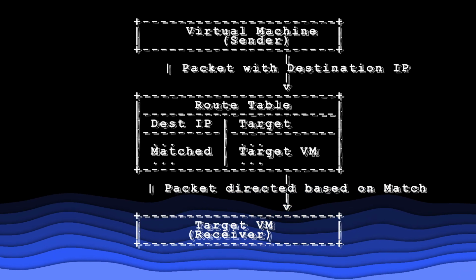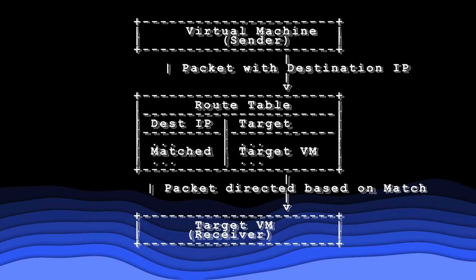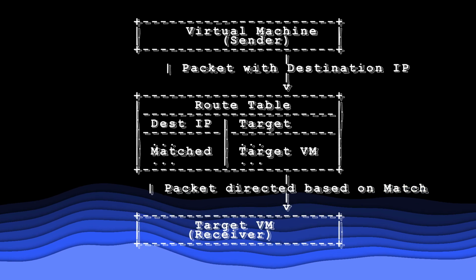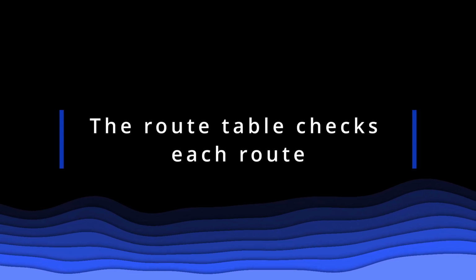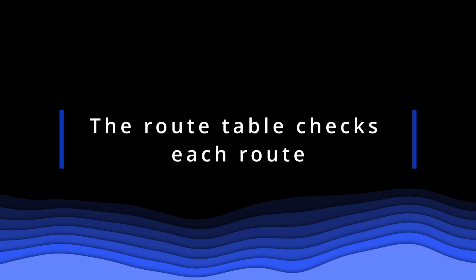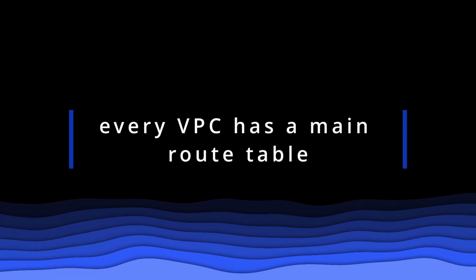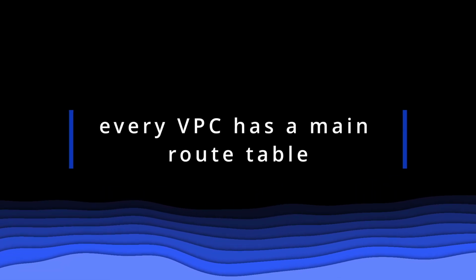When a resource, like a virtual machine, within the VPC wants to send a packet to an IP address, the route table is consulted. The route table checks each route to find a match for the destination IP address. Once a matching route is found, the packet is sent to the specified target. By default, every VPC has a main route table. If a subnet doesn't have an explicitly associated route table, it uses the main table.